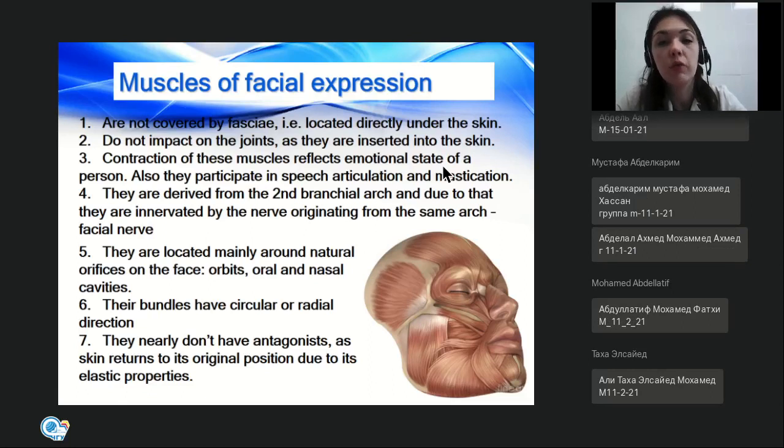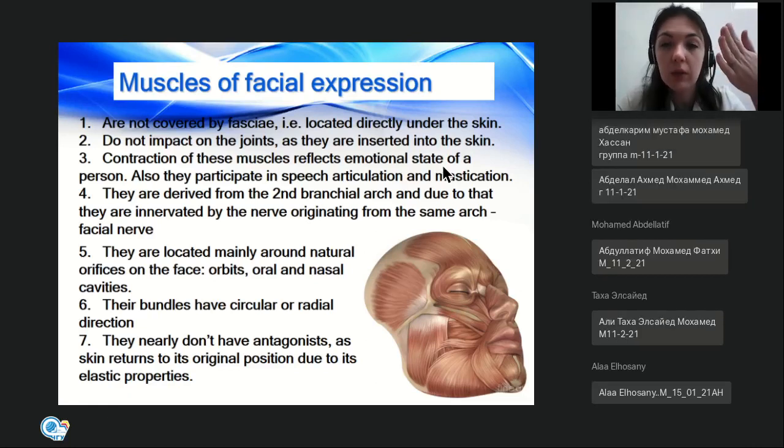And also there are muscles of the cranial vault. Their bundles have circular or radial direction, and they nearly do not have antagonists, as the skin returns to its original position due to its elastic properties. So during contraction of the muscle, our skin gets displaced. Yes, it changes its position, but then it returns back due to its elastic properties.